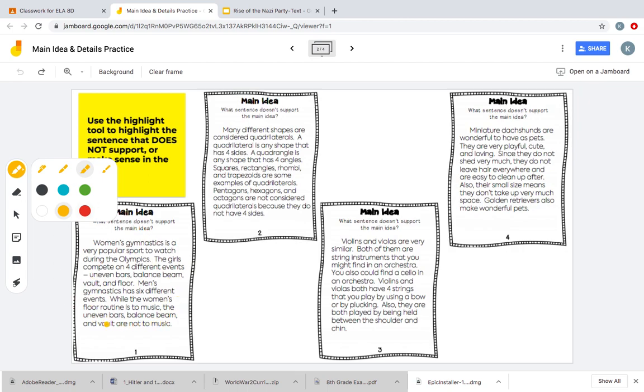So I read this, and the thing that sticks out to me, what does not make sense, is why are we talking about men? Right? We're not focused on men's gymnastics. The rest of this is all about women's gymnastics. So the sentence that says men's gymnastics has 6 different events is unrelated and does not support the main idea that women's gymnastics is a popular sport to watch during the Olympics. Okay? So that is that.